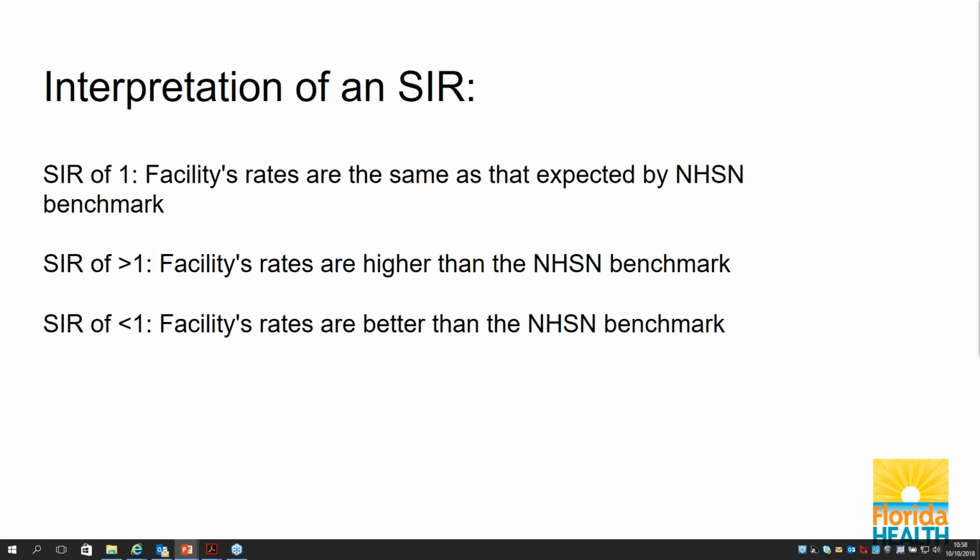Okay, so the interpretation of an SIR. With an SIR of 1, the facility's rates are the same as that expected by the NHSN benchmark. An SIR greater than 1, the facility rates are higher than the NHSN benchmark. And an SIR of less than 1, the facility rates are better than the NHSN benchmark. The National Healthcare Safety Network is what infection prevention uses to report all of their HAIs, whether it's a CLABSI or a CAUTI. And so this is where you're going to be dealing with the standardized infection ratio.